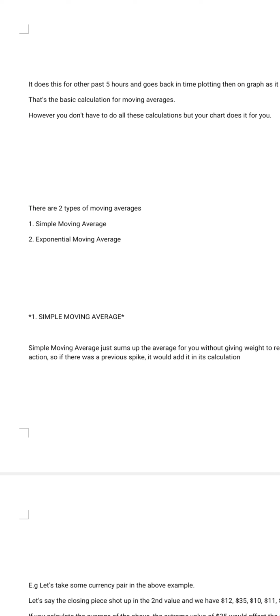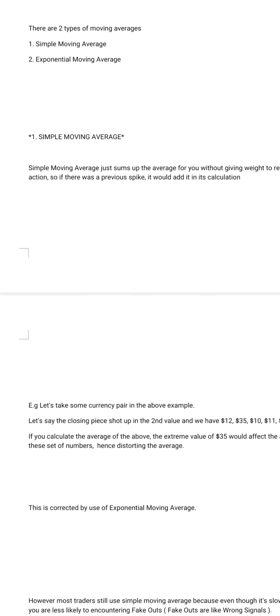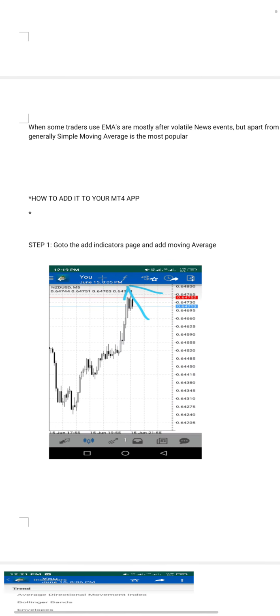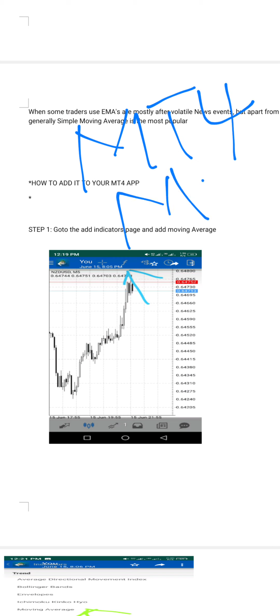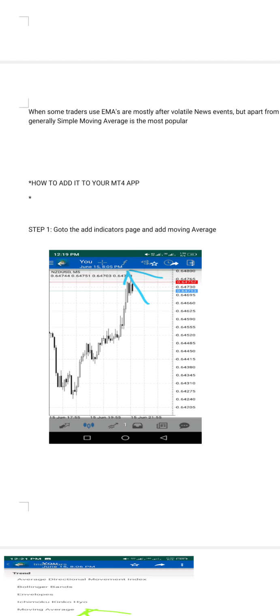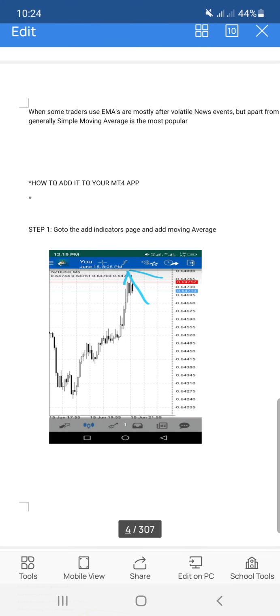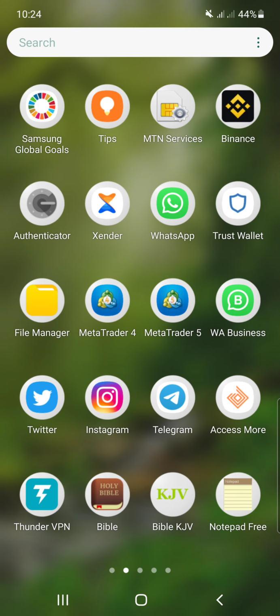Like I said before, we have two types: simple moving average and exponential moving average. Now the first thing we need to do to make use of the moving average indicator is to go to our MetaTrader 4 or MT4 or MT5, depending on what you're using. So let's go to MT4, then from there we'll take the next steps.